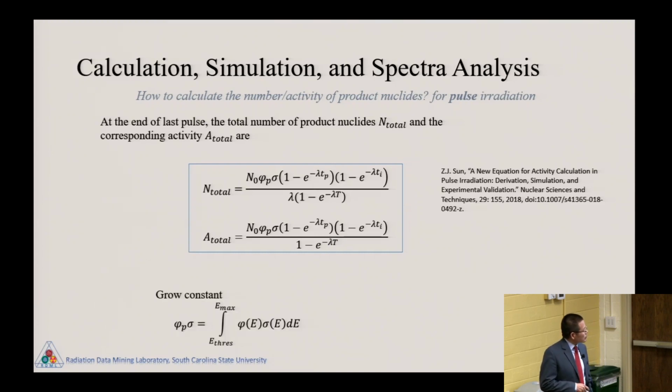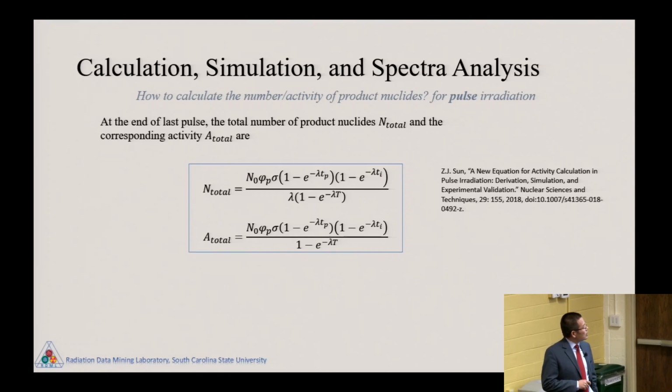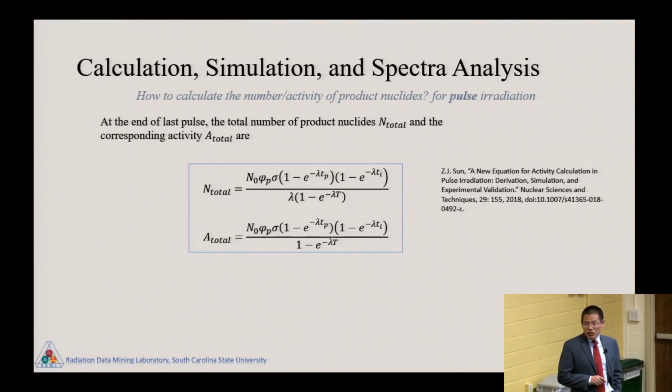Actually, this will show up in the next version of your textbook. I talked with the authors of the Knoll textbook, Radiation Detection and Measurement, and also Nick, whose last name is hard to pronounce. Yeah, he also accepts that. So they also asked me to give a problem at the end of that chapter to prove this. So I believe in the future students will hate me because that problem is too difficult to do.